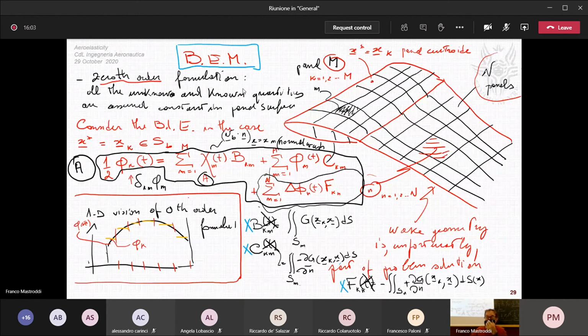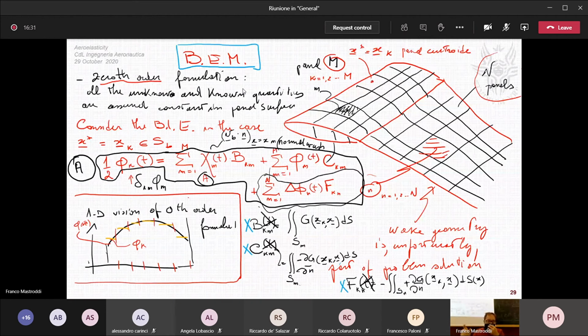Of course, for BMK, if you invert the role of the centroid and the panel, you must not expect to have the same quantity. And therefore, this matrix is not necessarily a square matrix at all. And the same is for CKM and FKM. This is just to make you confident with this kind of coefficient you have.